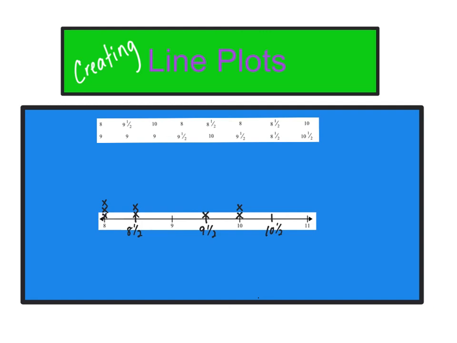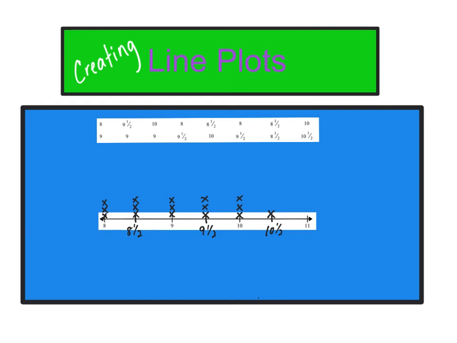Now I'm going to do the bottom row. Oh, 9, 9, 9. 1, 2, 3 9s. 9 1/2. We have a 10. We have another 9 1/2. We have another 8 1/2. And we finish it off with a 10 1/2.